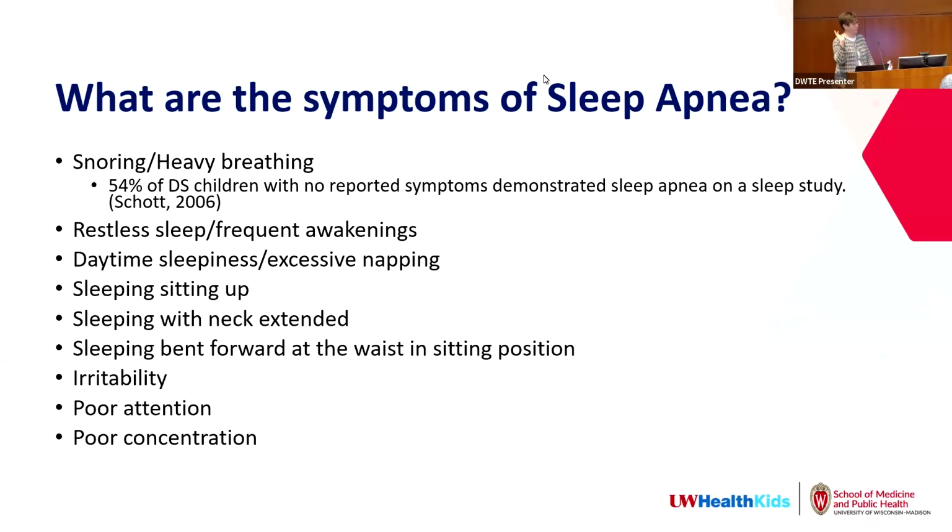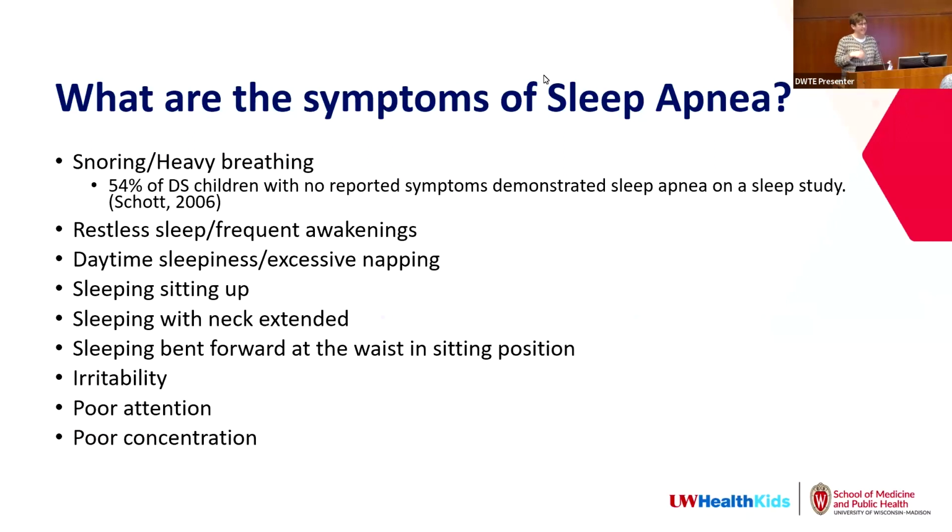Sleeping sitting up, I mentioned too, sleeping bent forward at the waist, where you're sitting up and your whole body comes over the legs, is not an uncommon position in many children with Down syndrome. But there is a concern that that's a symptom of obstructive sleep apnea. If you start sleeping on your back and have trouble breathing, you may sit up and then fall forward, and so you obtain that folded over position, which can be a symptom of obstructive sleep apnea.